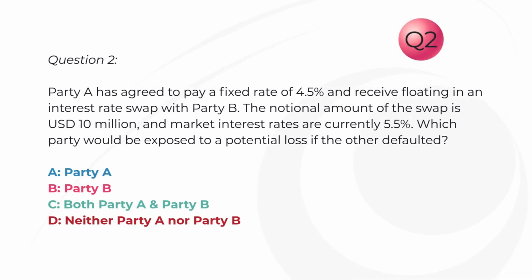Question 2. Party A has agreed to pay a fixed rate of 4.5% and receive floating in an interest rate swap with Party B. The notional amount of the swap is $10 million US, and market interest rates are currently 5.5%. Which party would be exposed to a potential loss if the other defaulted? A. Party A. B. Party B. C. Both Party A and Party B. D. Neither Party A nor Party B.